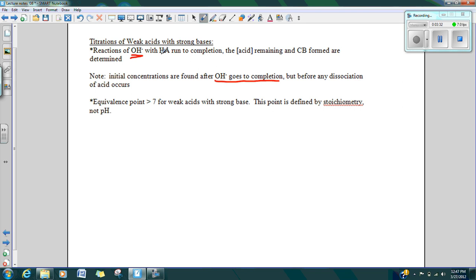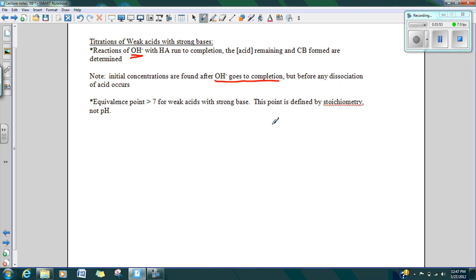That should make sense to you. This hydrogen ion is going to go here and keep reacting until I have all this made into water. I still have some acid left over, and then that will just continue to dissociate. So the equivalence point is greater than 7 for weak acids with a strong base.